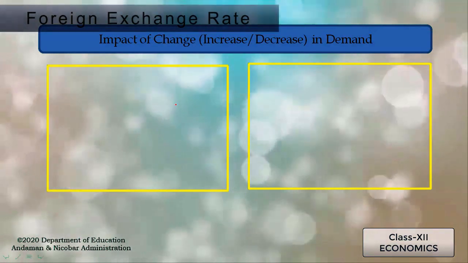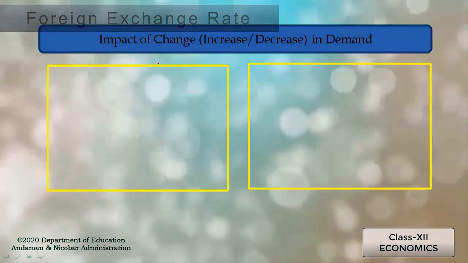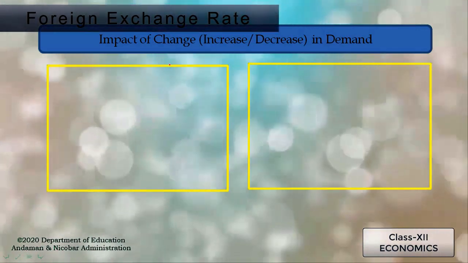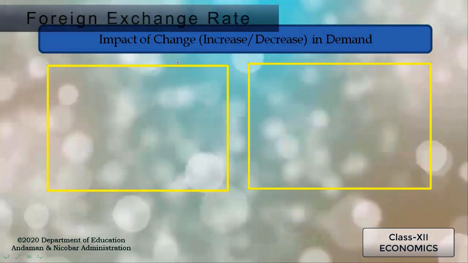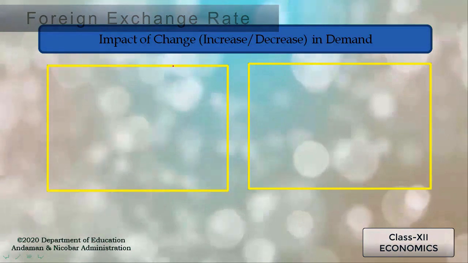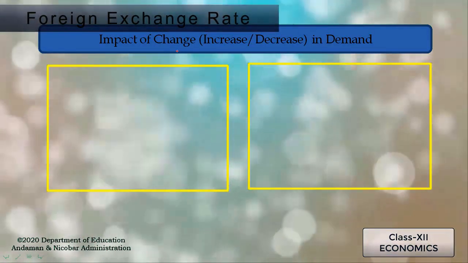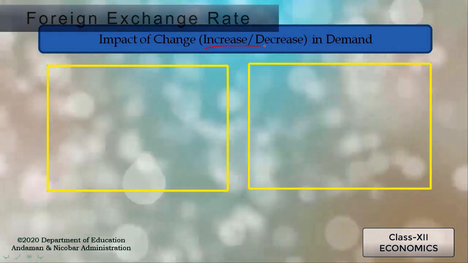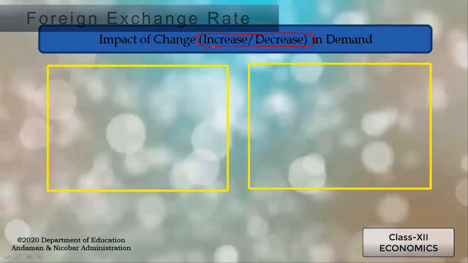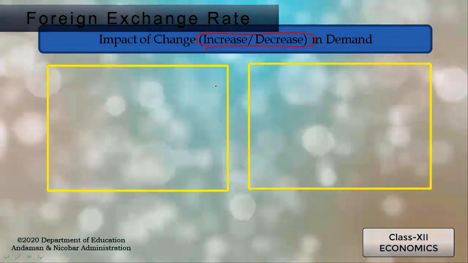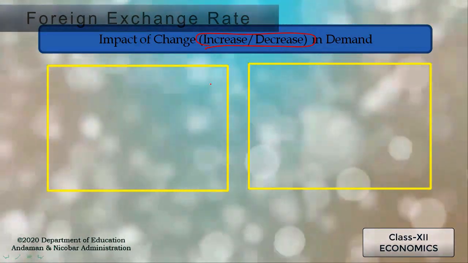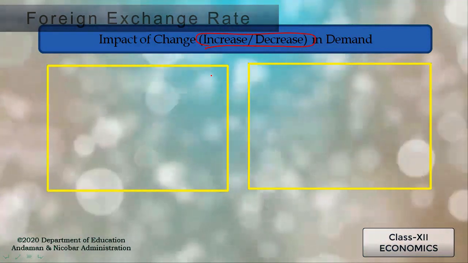Okay students, after seeing the determination of the equilibrium level of exchange rate by the demand and supply curve of foreign currencies, now we will see the impact of changes. That means, due to the increase and decrease in the demand for foreign currencies, how does the equilibrium exchange rate change? We will see one by one with the help of a diagram.